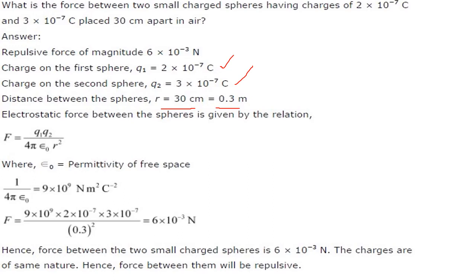We know the formula for the electrostatic force. F is equal to Q1 Q2 divided by 4 pi epsilon naught R square. Then we know the value of 1 upon 4 pi epsilon naught, that is 9 into 10 raised to power 9 Newton meter square per coulomb square. Put all these values, then we get the final answer of the force, that is 6 into 10 raised to power minus 3 Newton. So hence the force between the two small spheres is 6 into 10 raised to power minus 3 Newton. These charges are of the same nature and the force will be repulsive.